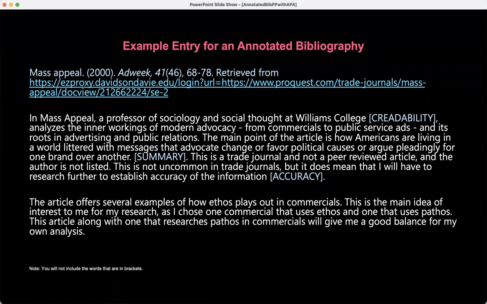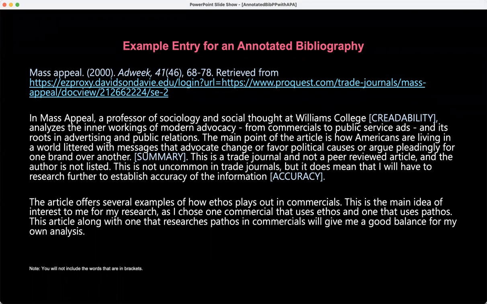It's okay to say something like this, but it does mean that you have more work ahead, because you're going to have to do some more to make sure that that particular type of information is going to be accurate before you use it in your paper. Right? And then there's the piece that I told you, that second little paragraph that says how you're going to use it.